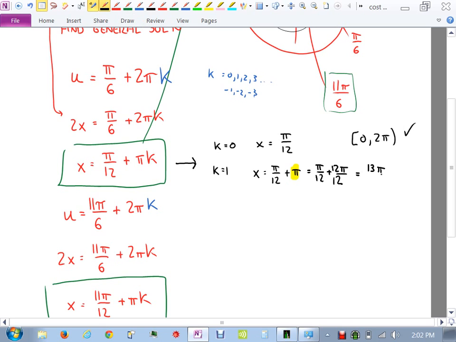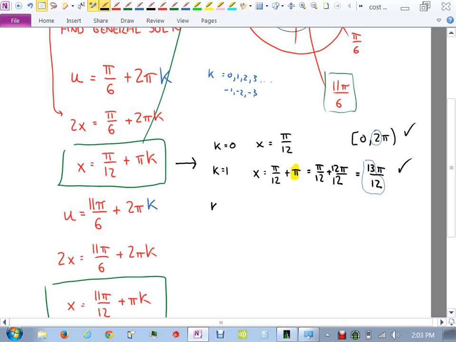The question is, is this inside the interval 0 to pi? So the easiest way to do this is to forget the pi, just look at the number in front, 13 divided by 12. That's got to be smaller than 2 to be inside that interval. And 13 divided by 12 is smaller than 2. Agreed? So that's going to work also. So this is a correct answer. And we keep doing this. We keep doing this until we get outside of 2 pi.